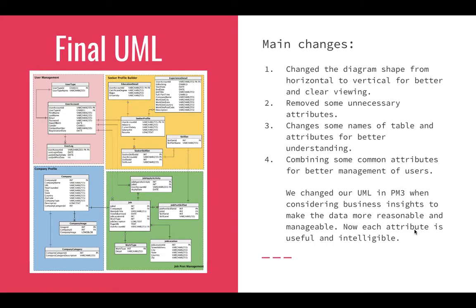This is our final UML, and we made some main changes in milestone 3 when considering business insights. At that time, we needed to see our data and UML clearly and frequently to come up with questions about the relationships between this data. So at that time, we found some problems in our UML.